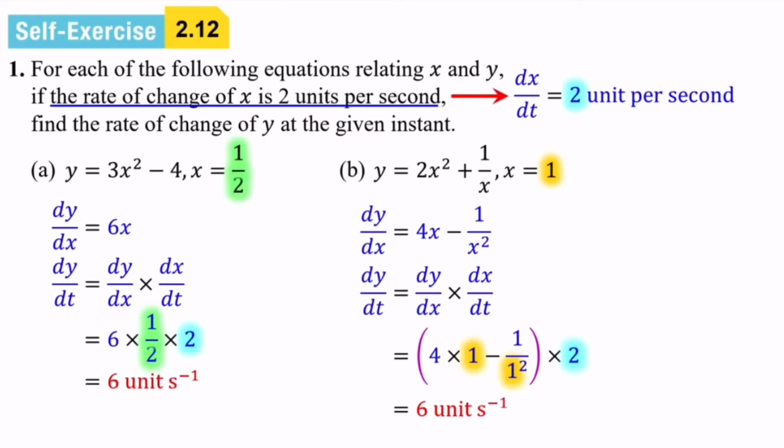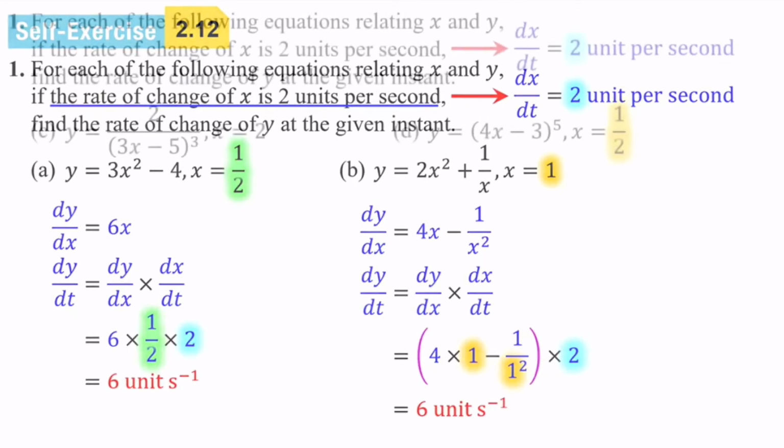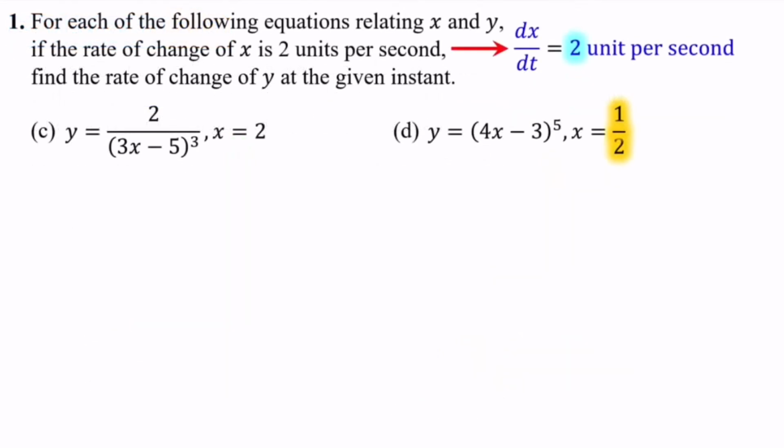So it's actually 6 units per second, right? Okay, so in short, for rate of change, we need to write dy dt, and then we need to form the chain rule so that we can substitute.